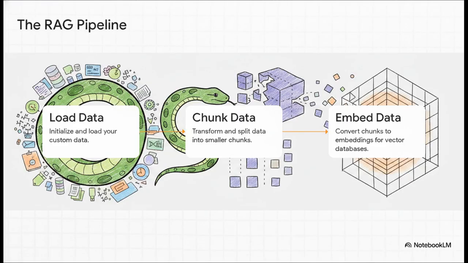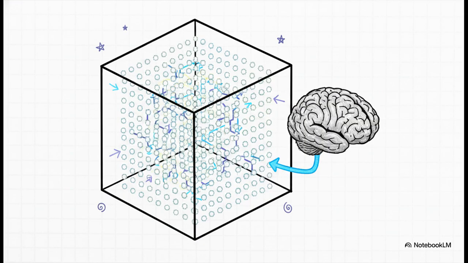And Python effortlessly handles loading, chunking, and embedding all this data, perfectly prepping it for what's next. That next step is vector databases, like ChromaDB. They are the absolute new gold standard for AI memory.